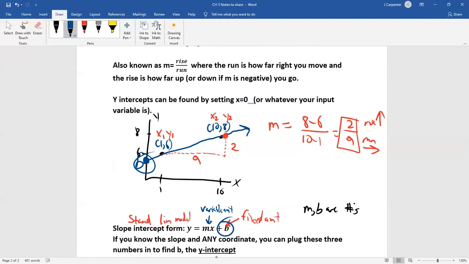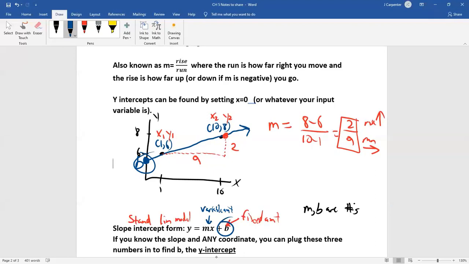And then just at the end of the day, one last thing to say before we move on to the guided activity. Actually, I take that back. We're not going to do the guided activity yet. We're going to do a couple more examples. If you know the slope of a line and any coordinate, you can plug these three numbers in and find b, which would be the y-intercept, and then you've got your model completely. What I'm saying is if I tell you a point and a slope, you can plug them into this right here, figure out what b is, and then you've got your model forever and ever.